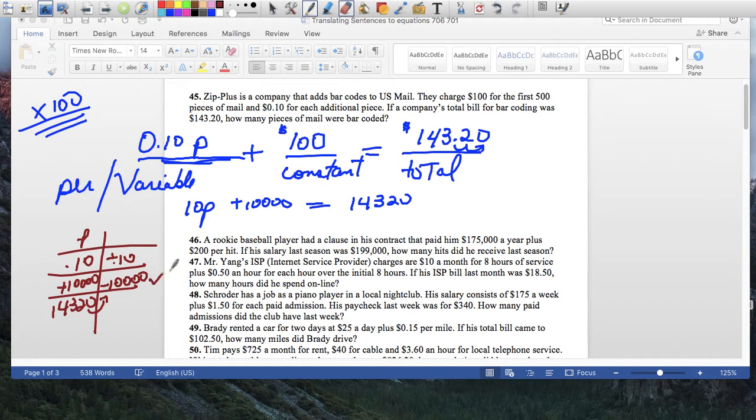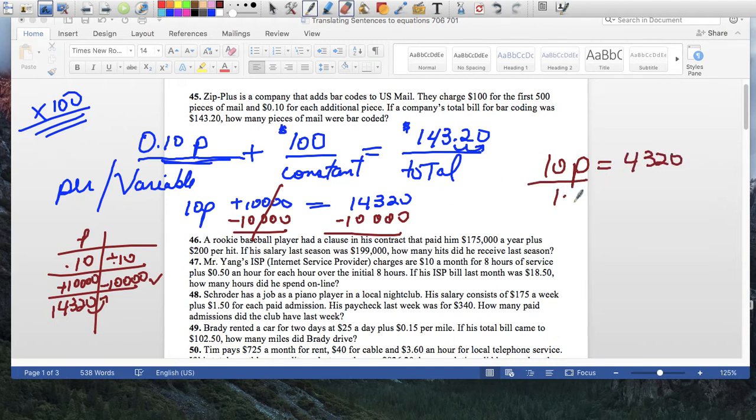So let's take care of this. Minus 10,000 over here, minus 10,000 over here. That's going to cross out, so I'm going to have 10p left over equals 4,320. Now I have to divide both sides by 10, and this becomes 1p, or just p. If I divide by 10, I can eliminate a 0 on the numerator and a 0 on the denominator. I get 432. So it asks for how many pieces of mail were barcoded.